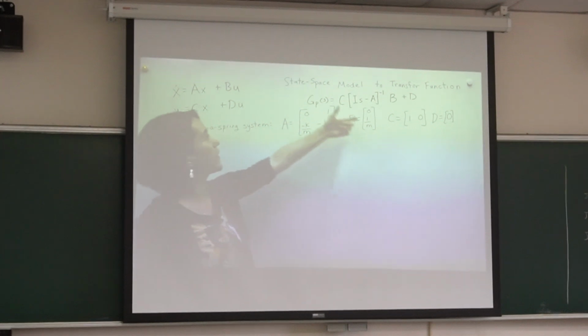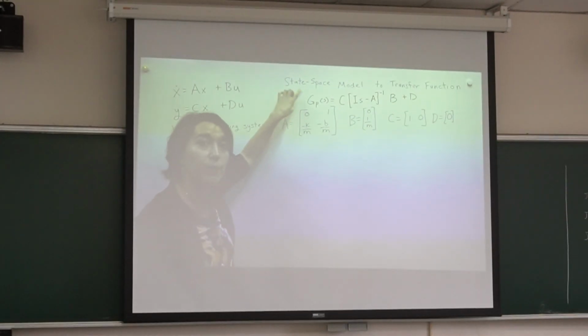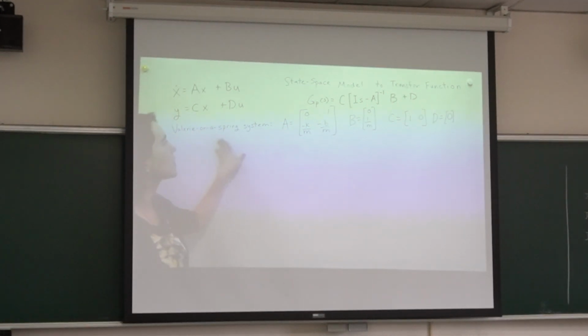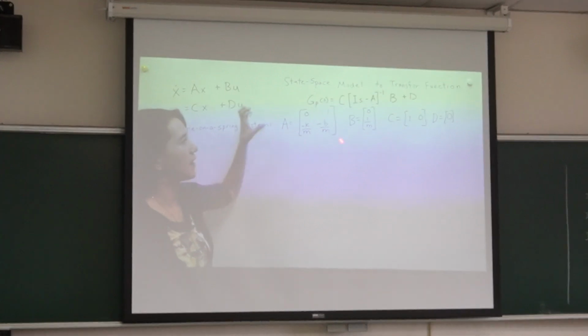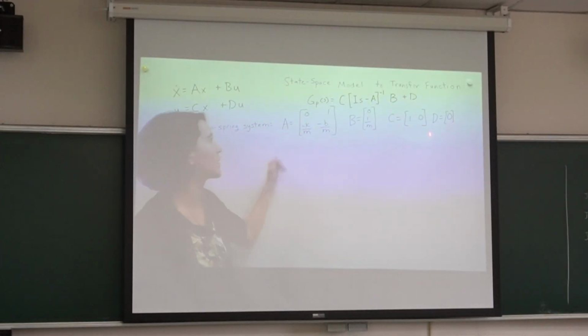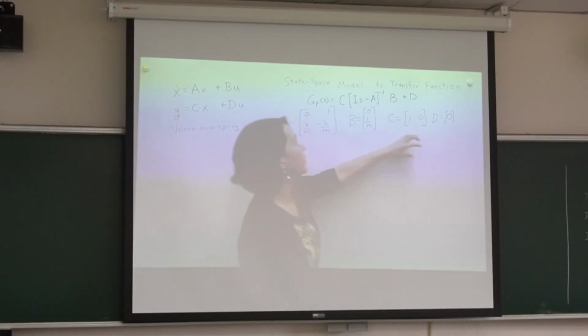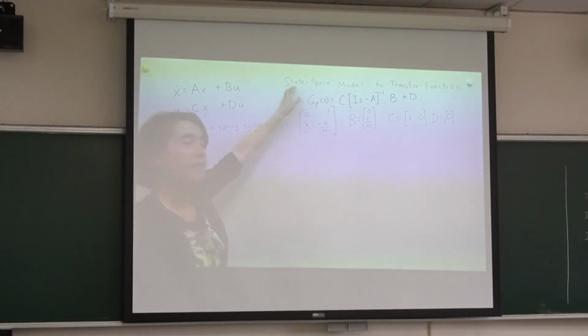So I've rewritten the equation we just derived to go from the state space to the transfer function right here: G of s equals C times (sI minus A) inverse times B, plus D. We're going to recall our dollar on a spring system. If we have A matrix, B matrix, C matrix, and D matrix modeled in state space, I'm writing out the components here, so we are going to evaluate this transfer function.